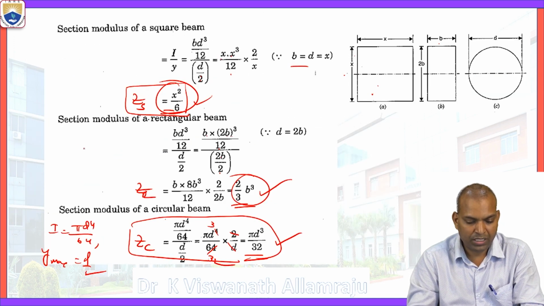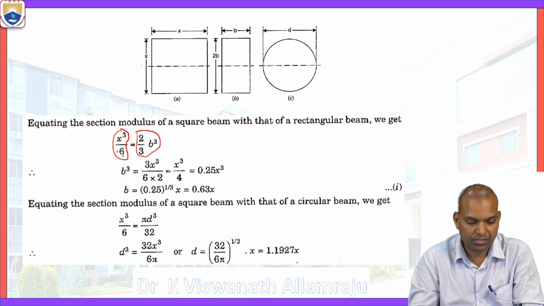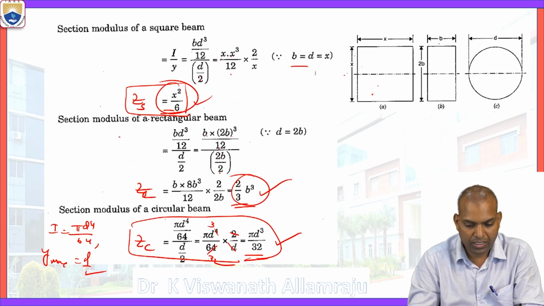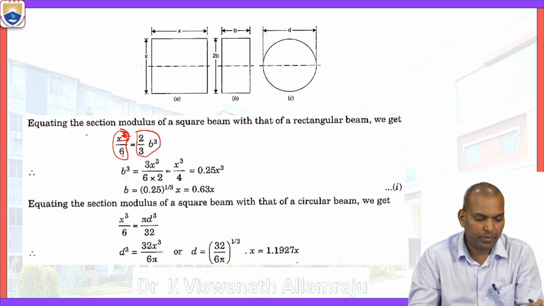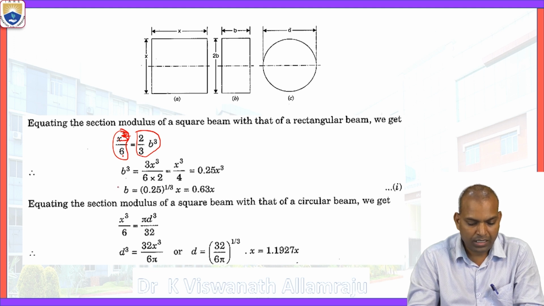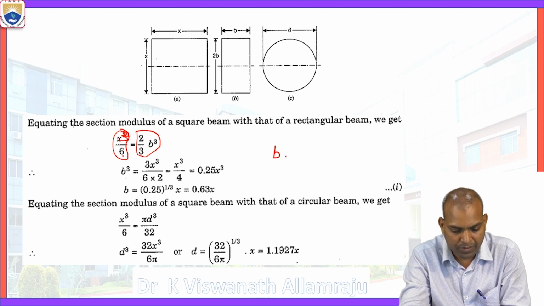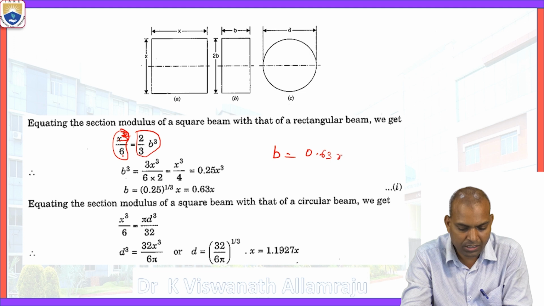The square beam section modulus is x cube by 6, and the rectangular beam is 2/3 B cube. Then the relationship between B and x: the B and x relation is B equals 0.63 times x.